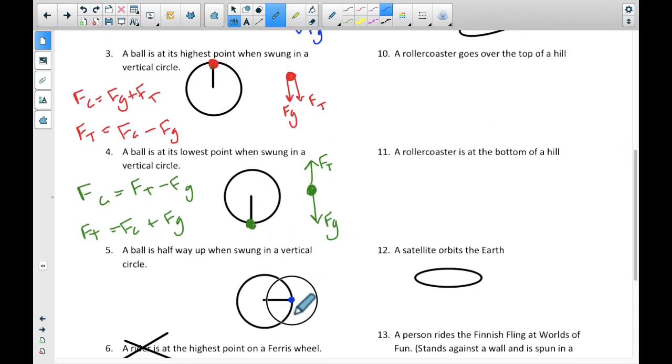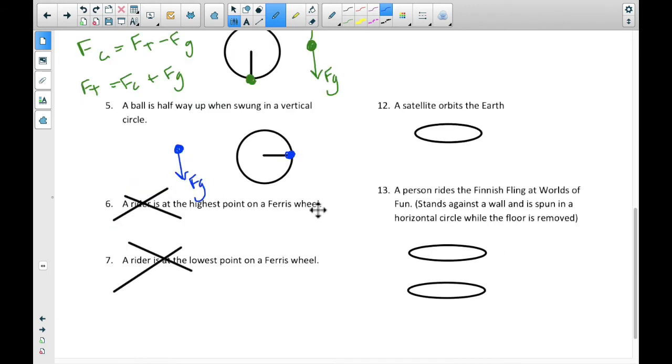What if it's halfway? Well, we always have our force of gravity working downwards. And of course, here we have our centripetal force, which is also our tension. There is no other force in the x direction. So in this case, the centripetal force is the force of tension.